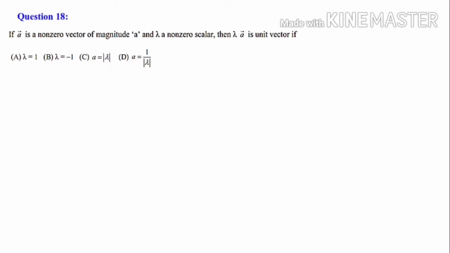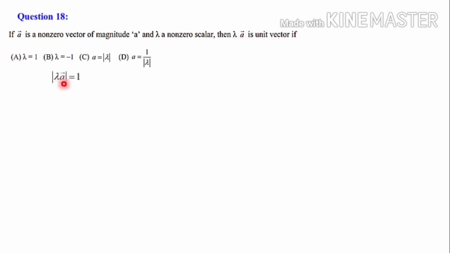Here the given conditions we have to check. Vector a is a non-zero vector of magnitude a and lambda a non-zero scalar. So magnitude of vector a is given to you, that is a. And here one more condition is given. Lambda vector a is a unit vector. So that condition we can take. Unit vector in the sense the magnitude is 1.